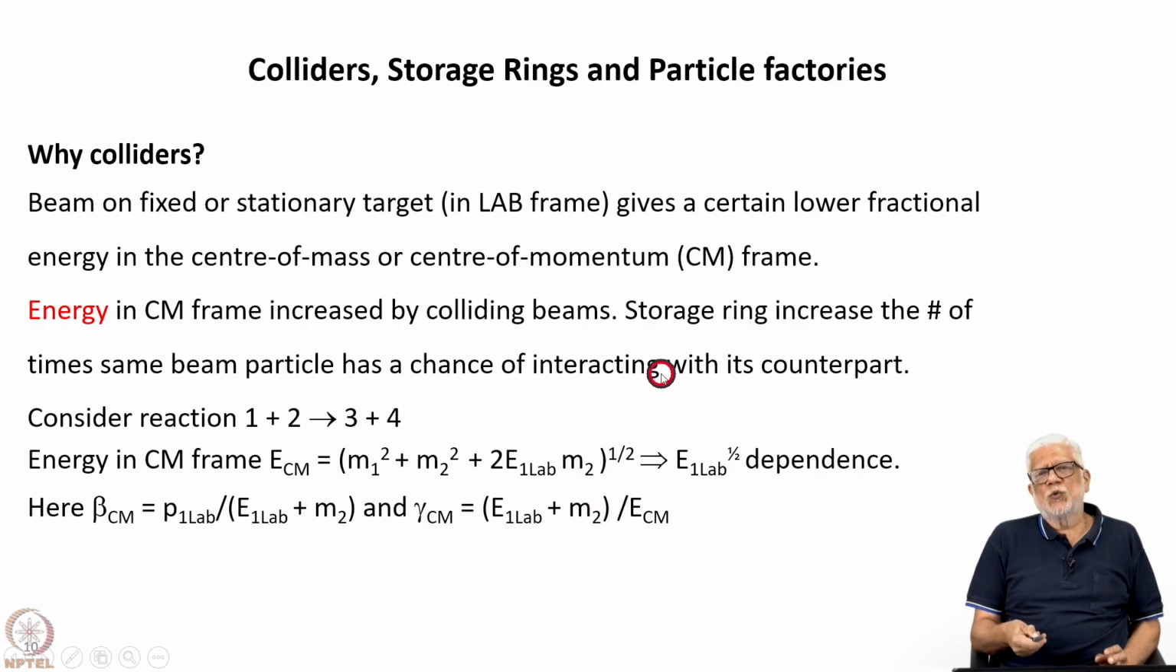Now, if you want to go to the full energy of the beam, then you have to actually collide it. So, instead of having a stationary target, you have to have a beam moving in the opposite direction, and so you have to have colliding beams. And of course, if you have a storage ring in which you store these colliding beams, you can increase the number of times this collides, and it has many more chances of interacting with its counterpart.